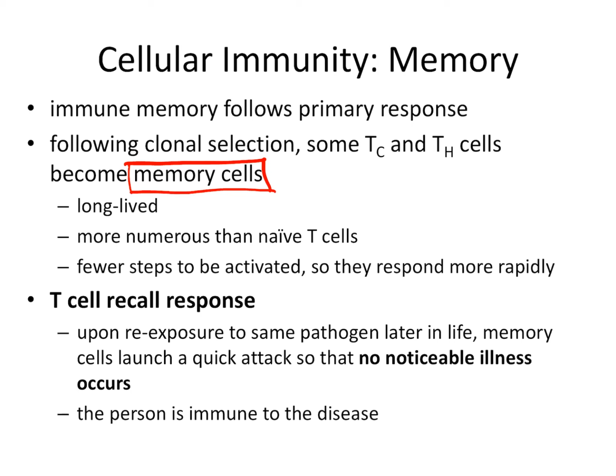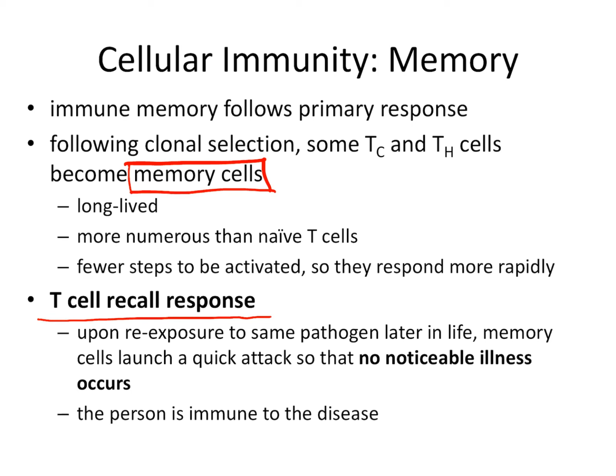Now, authorities disagree on some of the reasons why they are able to mount such a quick response, but many people believe it's because they require fewer steps to be activated, or maybe the steps of activation are less stringent. In either case, what we do know for sure is that these cells are able to respond much, much more quickly than if you were being exposed to this antigen for the first time. So this memory response is often referred to as the T cell recall response.